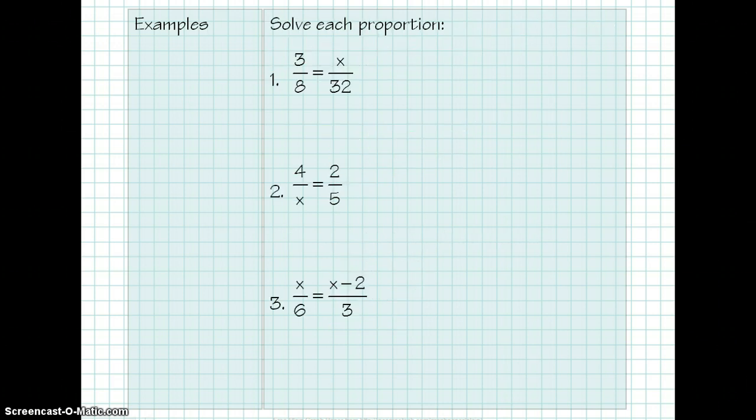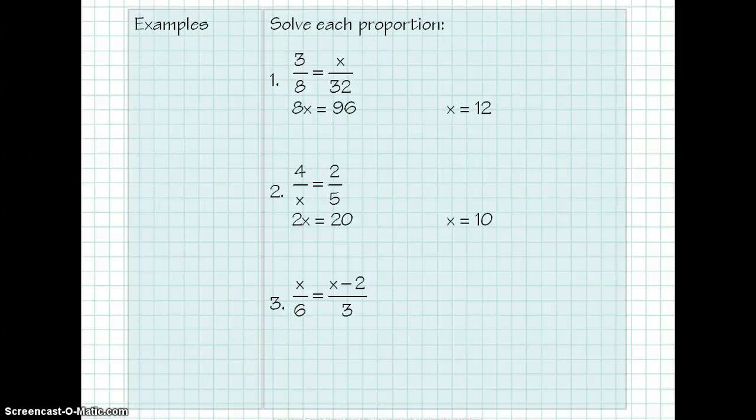Okay, so solving each proportion. Again, we're going to cross multiply and then solve the equation we end up with. So I've got 3 over 8 is equal to x over 32, which means x times 8 is equal to 3 times 32, so 8x is equal to 96. 96 divided by 8 is 12. Number 2, I'm going to have 2 times x is equal to 4 times 5. 2x is equal to 20, which means x is going to be 10.